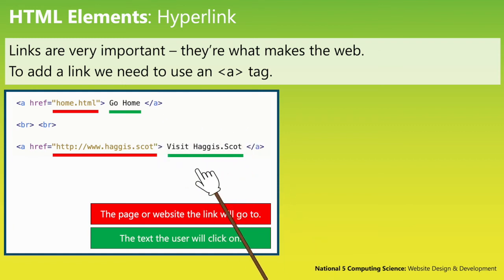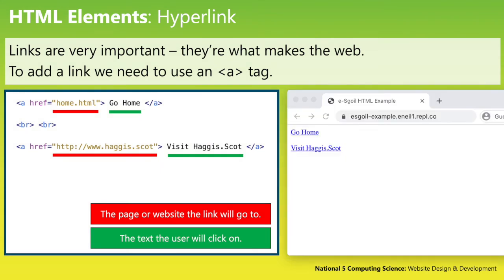So if this page here is rendered in a browser, this is what we get. We get a link that says go home, that when I click on it, it will take me to home.html, and when I click on visit haggis.scot, it will take me to www.haggis.scot. So now we have got pages with text and hyperlinks. Let's now have a look at how we add media into our website.